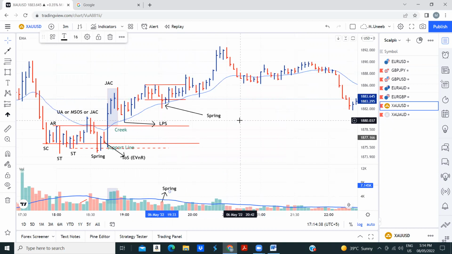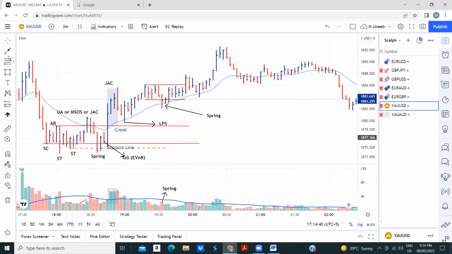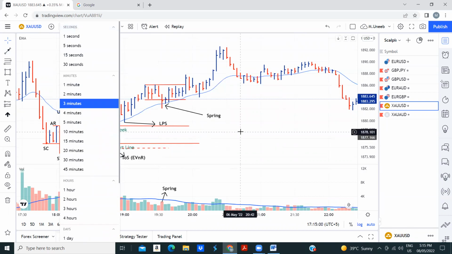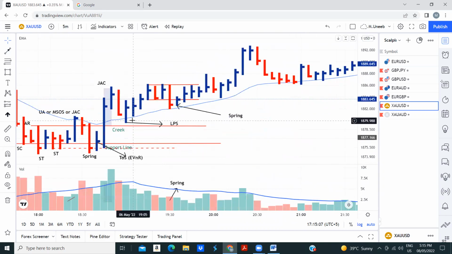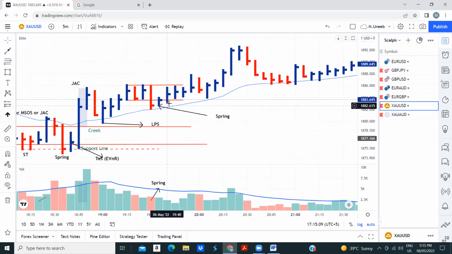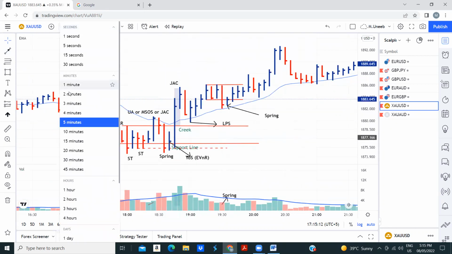Once you see the spring here, the spring can be either like this way, right? As I told you, spring is the main action here. The spring can be a 1 bar spring, like this, or it can be a 2 bar spring, 1, 2. Because if you combine these both bars, if you convert it to the 5-minute chart, this bar would be 1 bar. You got it?